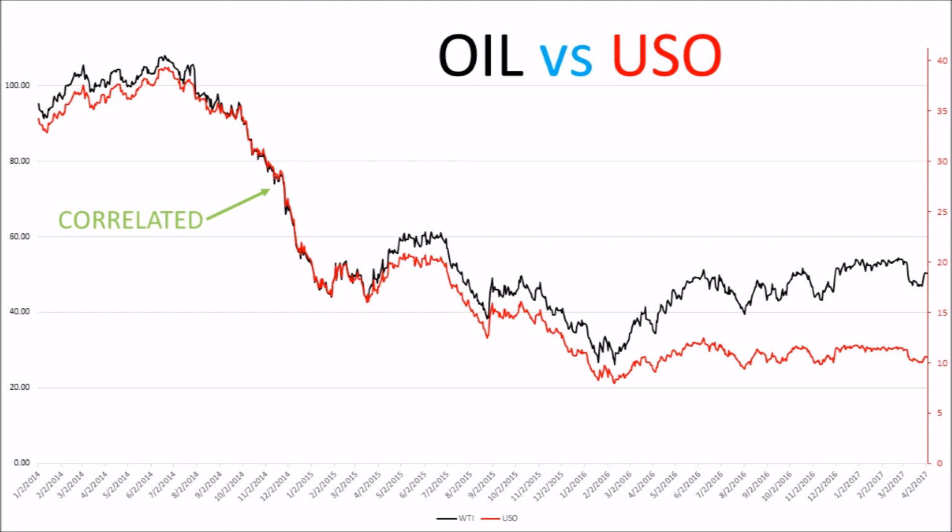However, you can see that around April of 2015, a disparity started to take place. And that discrepancy between the actual commodity, West Texas Intermediate Oil, and the ETF that tracks it, USO, that disparity continued to grow until when you get out into the year 2016 and into 2017, you can see that the difference in the price of those two assets is significantly different.